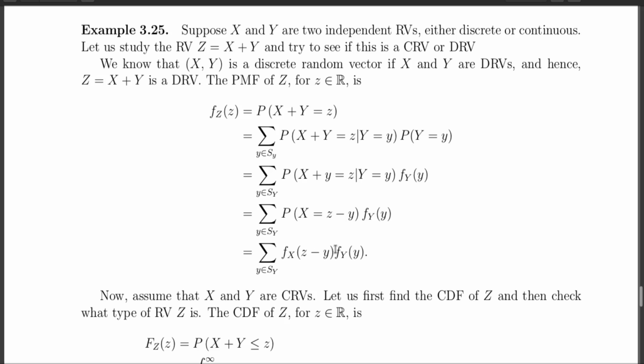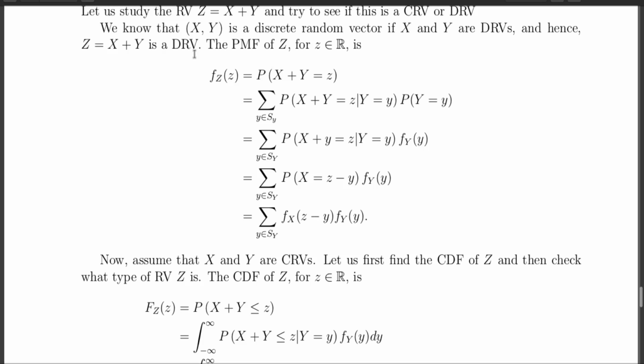Okay, you can remember it this way, but obviously the mathematical computation needs to be done in this particular manner. So that means in this case, when X and Y are both discrete, Z is also discrete, and the probability mass function of Z is given by this expression.